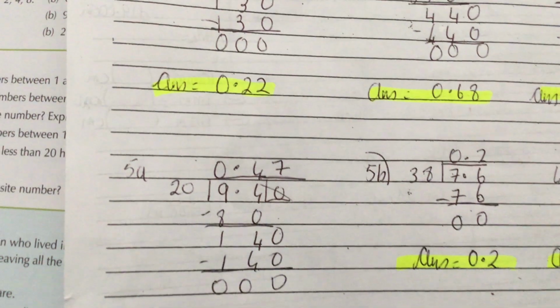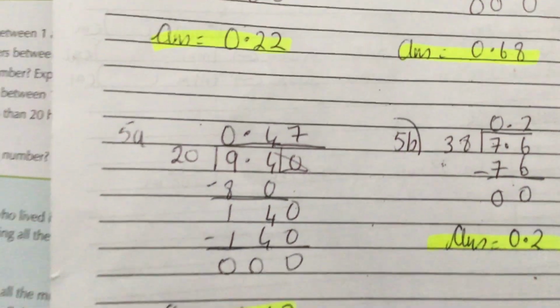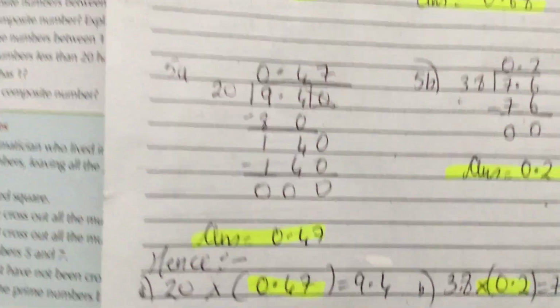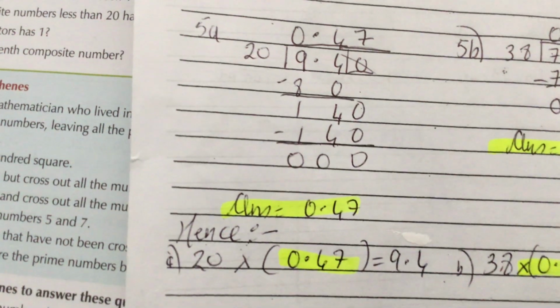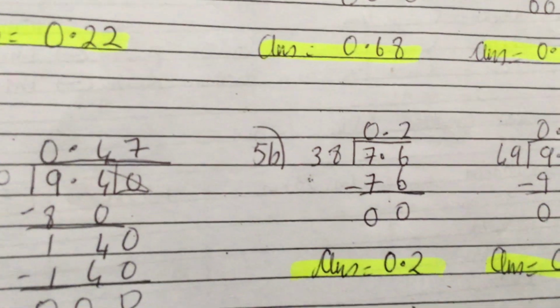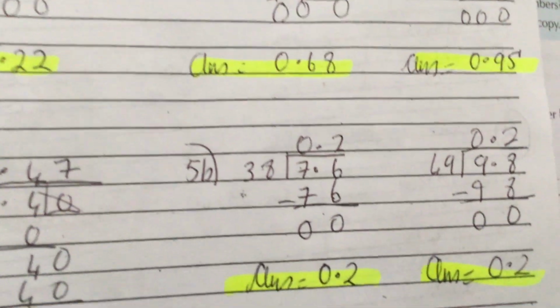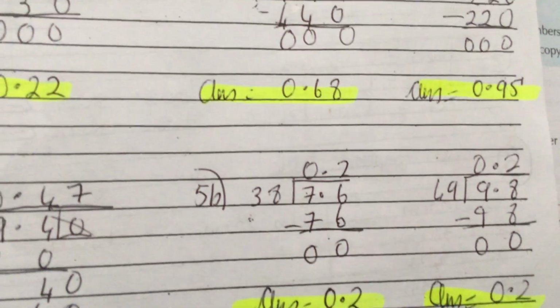And then we have 20 by 2, we have 140 goes in evenly. You subtract it, nothing left over. And the answer is 0.47, which is 20 multiplied by 0.47 is 9.4. Then we go on to 5b. 38 multiplied by something is 7.6. So if you're multiplying by, you can divide 38 into 7.6 to see the number.